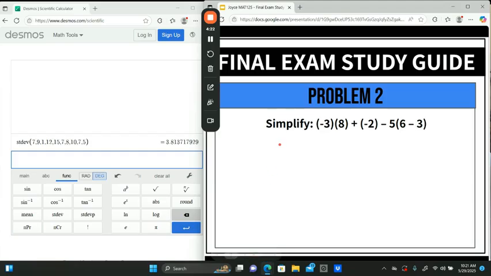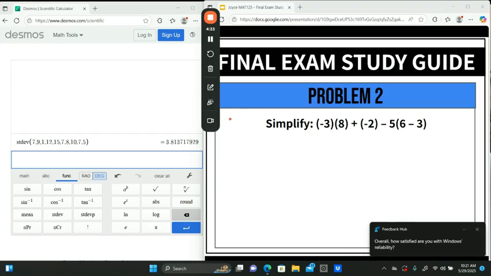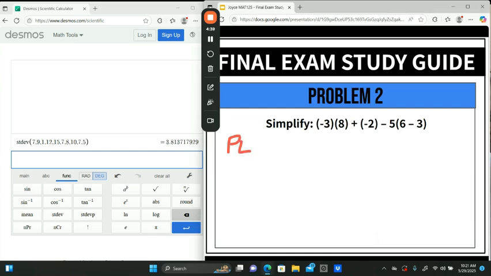All right, let's simplify here. So to refresh your memory, we need to be sure that we are going to simplify rather here and use our order of operations, which is going to be PEMDAS. So I'm going to write that up here to help us remember. Parentheses, exponents, multiplication, division, addition, subtraction.